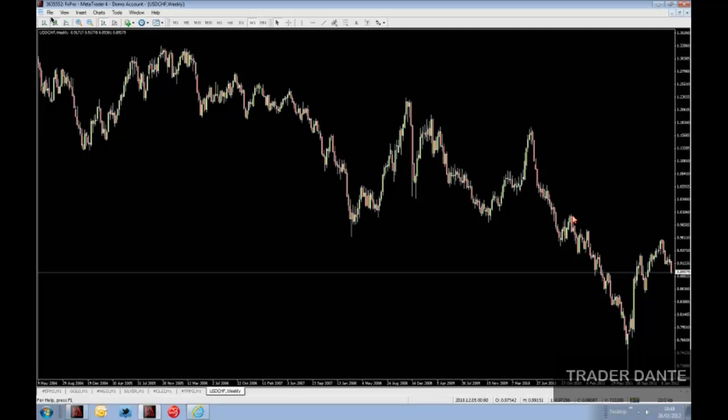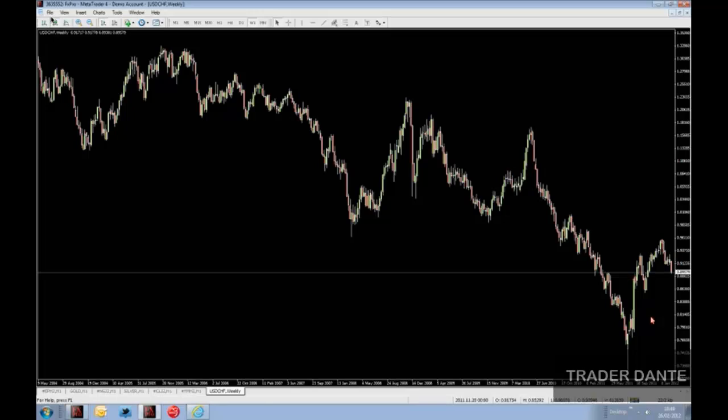So on the weekly, what I want to do is mark out the big areas, and I don't want many. I just want the big areas that immediately leap out to me. And it's really on the daily and the hourly that I'm going to spend the time getting to grips with exactly where I'm going to put the level.